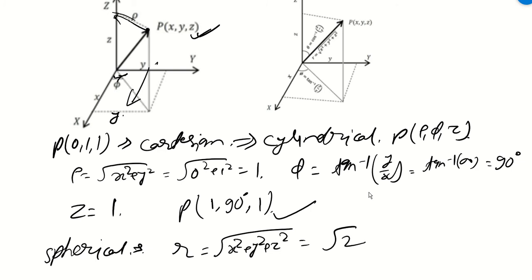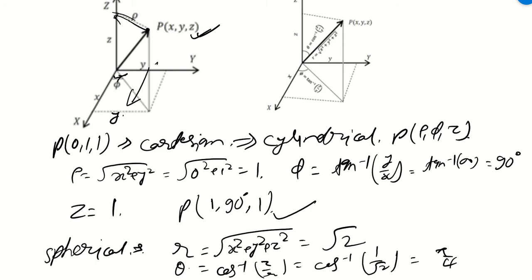Then theta. Theta is this angle. The formula I have told you is cos inverse z by r, but you can derive it very fast. Cos theta will be base by hypotenuse in this triangle, right? The base is z and the hypotenuse is r. So cos theta is z by r, and theta will be cos inverse z by r. We know z is 1, so cos inverse 1 by root 2, which is pi by 4.